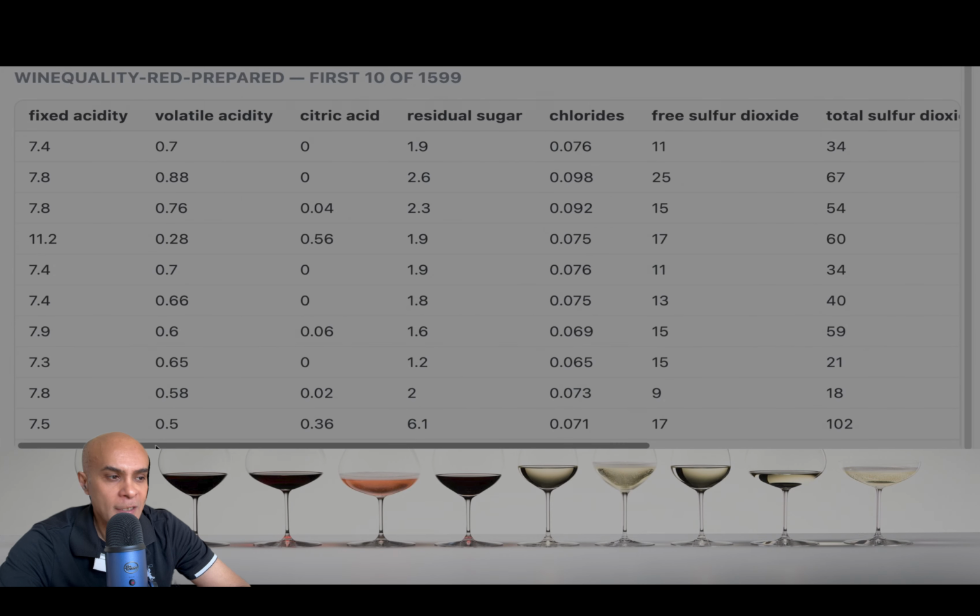This data set has got different characteristics of the wine, such as the acidity, the citric acid, the residual sugar. It also has got information related to the density as well as the alcohol level. And then if you see the last column, it has got the quality of the wine.